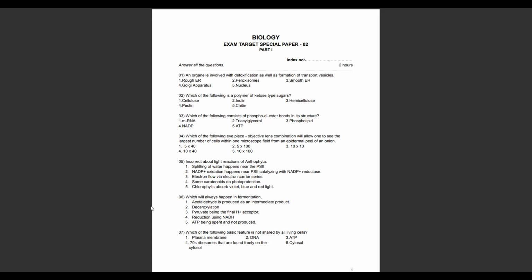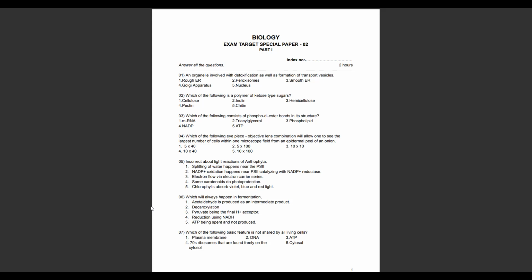Which will always happen in fermentation? Now, when we come to respiration, it is two types as aerobic and anaerobic respiration. Aerobic respiration means respiration that happens in the presence of molecular oxygen. And anaerobic respiration means the respiration that happens in the absence of oxygen. So, this fermentation also happens in the absence of oxygen, and there are different forms. In the syllabus, we have to learn about ethyl alcohol fermentation and lactic acid fermentation.